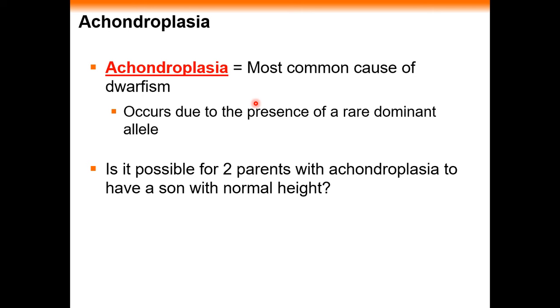So think about it. Is it possible for 2 parents with achondroplasia to have a son of normal height? Do pedigrees yourself. Is it possible for 2 parents with achondroplasia to have a child or daughter with normal height, if both have achondroplasia? The answer is yes.